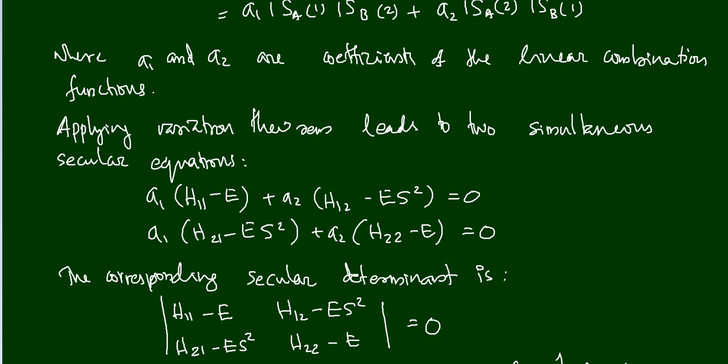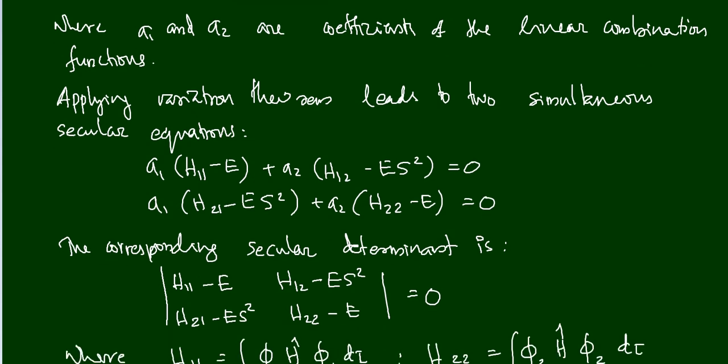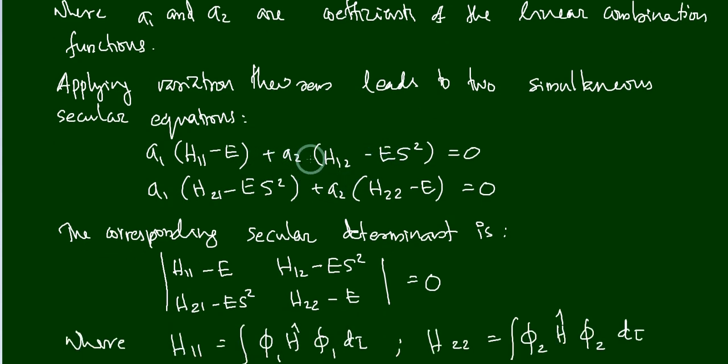So the secular equations that you will get here are A1 (H11 minus E) plus A2 (H12 minus E S²) is equal to 0, and A1 (H21 minus E S²) plus A2 (H22 minus E) is equal to 0. Now you may have some confusion why it is S² here, because in the secular equations that you have already learned, you have learned it like A1 (H11 minus E) plus A2 (H12 minus E S) is equal to 0. That is what you have learned. Okay. Here I have put S².